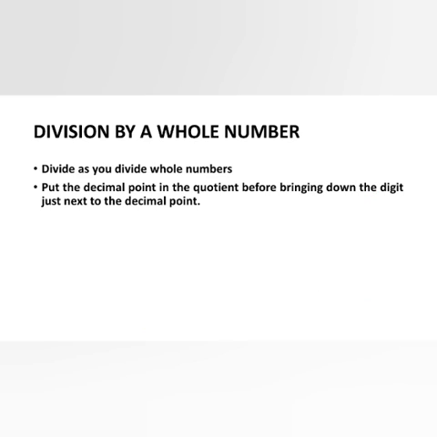Division by a whole number. When you are dividing a decimal number by a whole number, we have to divide as we divide whole numbers. Then, put the decimal point in the quotient before bringing down the digit just next to the decimal point. What we have to do is divide it as a whole number, and while putting the decimal point in the quotient, we put it before bringing down the digit just next to the decimal point. Let me explain.